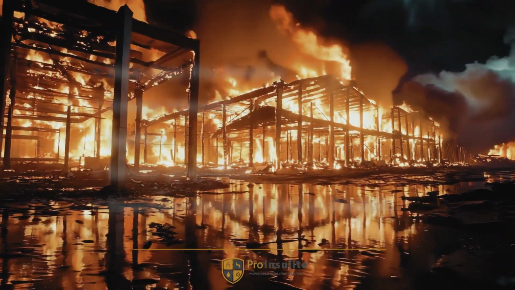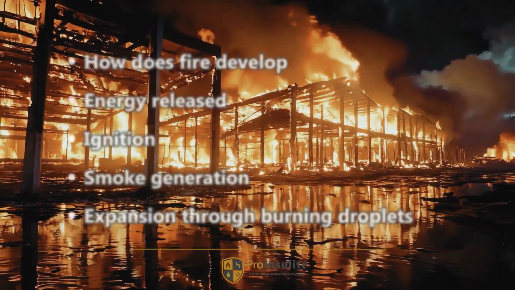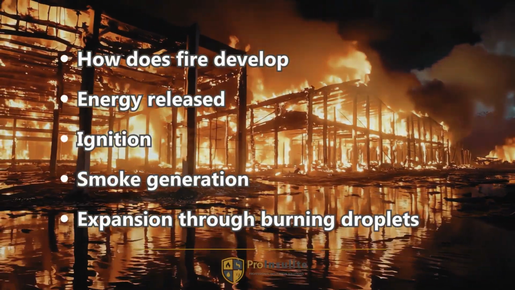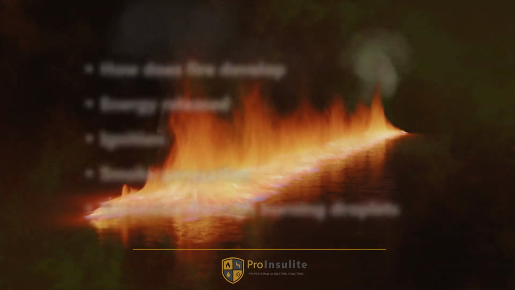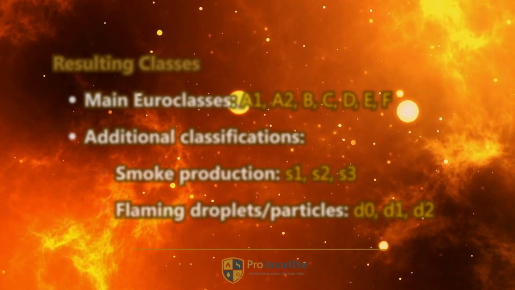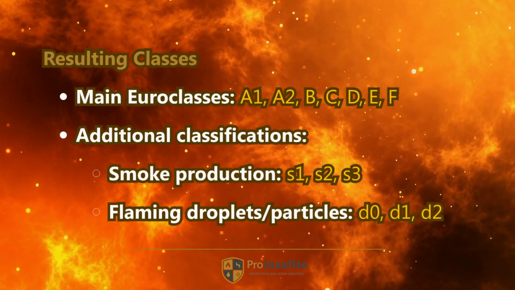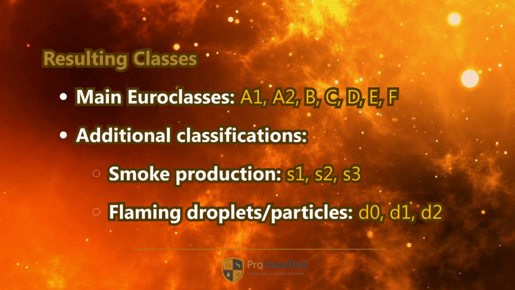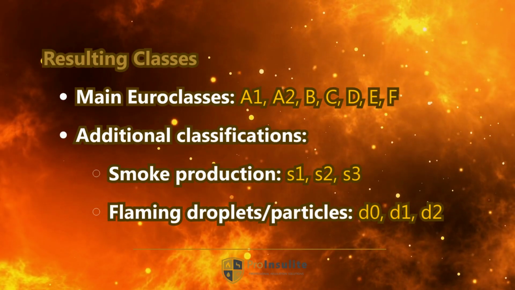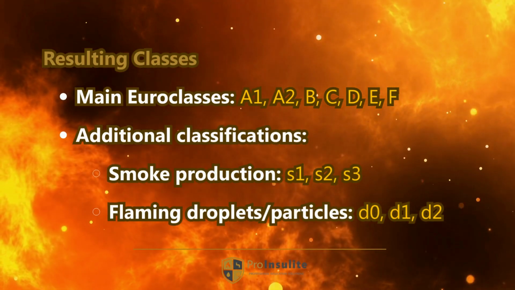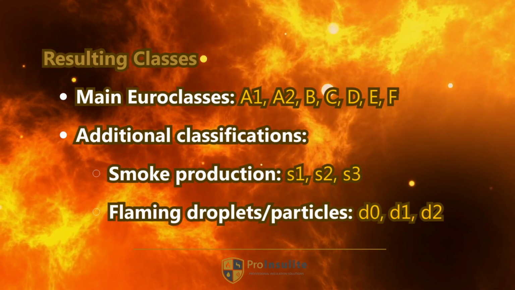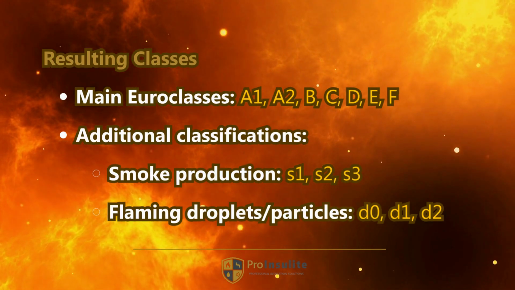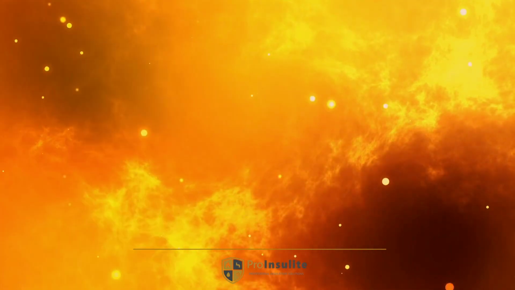Can the product burn? How much energy can it release? How easily does it ignite? And how does fire develop across its surface? Together, the results obtained from the relevant tests are assessed in accordance with EN 13501 Part 1. These assessments establish both the main reaction to fire class and the additional classes for smoke production and flaming droplets, which will be discussed shortly. To clarify the main reaction to fire classes, the following interpretations apply.